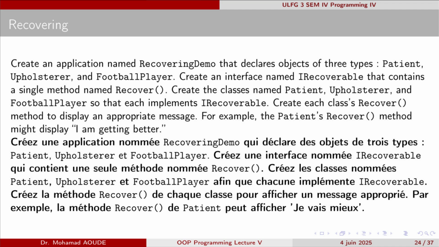Let's begin with our first exercise called recovering. The idea is simple but powerful. We have multiple objects, patient, upholsterer, and football player, that all need to perform a recovery action. We'll define a common interface called iRecoverable with a method recover, and each class will implement this method in its own way. This is a great use case for polymorphism, one interface, many behaviors. Each class should implement this interface and define recover in a way that makes sense in its context. This teaches students how to use a common contract for varied behaviors.